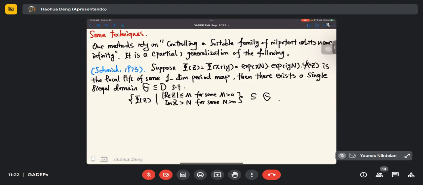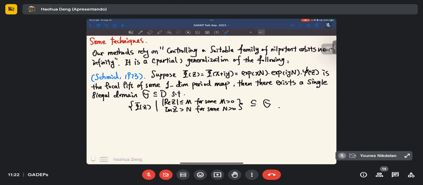So first, in Schmid's original paper, one of the results he obtained in his chapter 5, I think, is that suppose we have the local lift of a one-dimensional period map. So a local lift of the period map can be written in this way. The first part is the algebraic part, and the second part is the transcendental holomorphic part. Suppose this is the local lift of a one-dimensional period map, then you can find a single Siegel domain S in D, such that the image of this local period map, when restricted to some small strip, is contained in this Siegel domain.